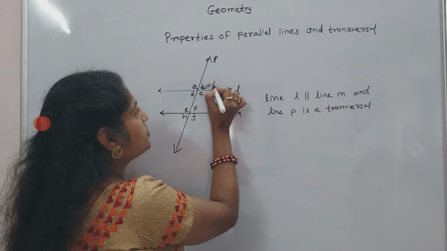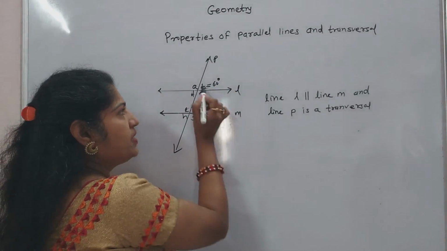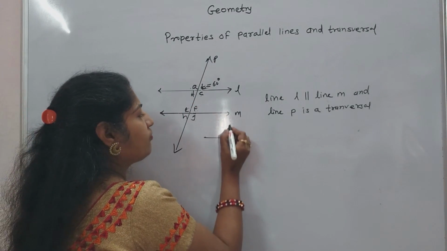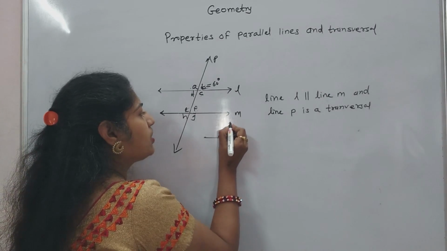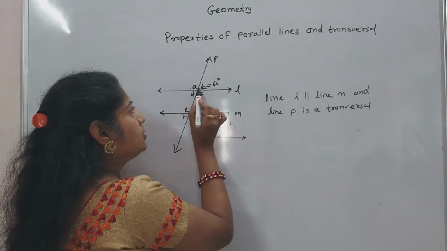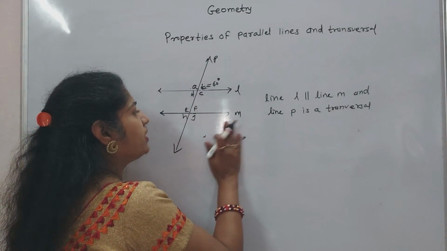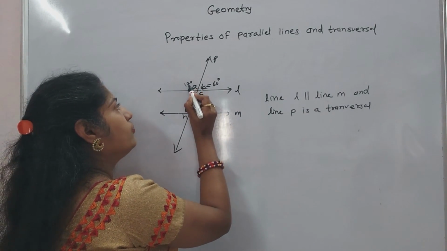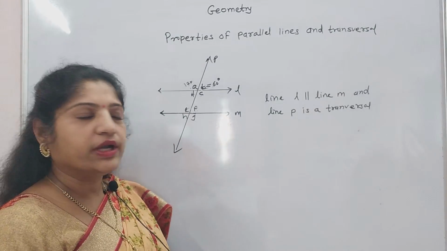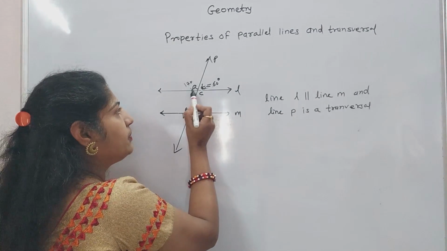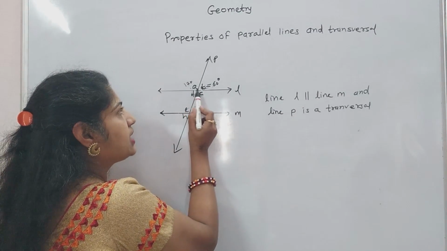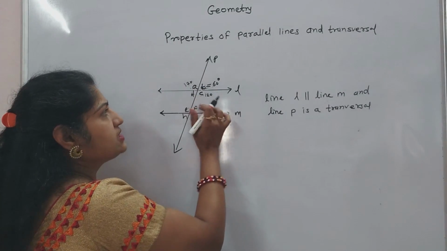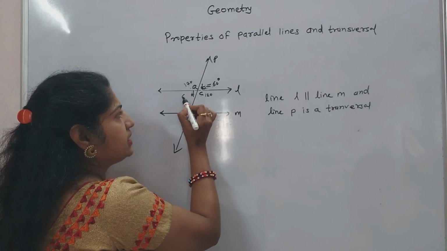Suppose B equal to 60 degrees. B is 60, so A and B form a linear pair. So the sum of these two angles is 180. So 60, here is the 120. 120 plus 60 equal to 180, forming the linear pair. A and C are the opposite angles, 120, 120. Opposite angles are congruent, 60, 60.